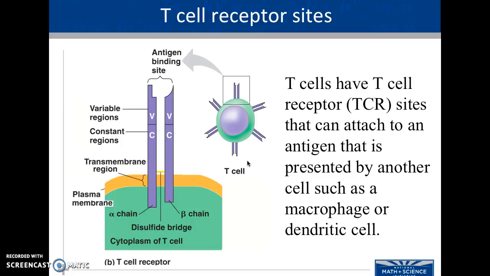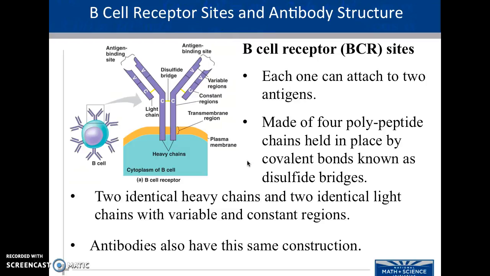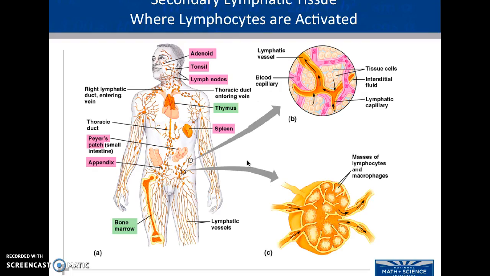T cells have T cell receptor sites that can attach to an antigen that is presented by another cell, such as a macrophage or a dendritic cell. This is how we start the process of reading what a pathogen is. B cell receptor sites can attach to antigens. They are made of 4 polypeptide chains held together by covalent bonds called disulfide bridges. Antibodies have the same construction as this.